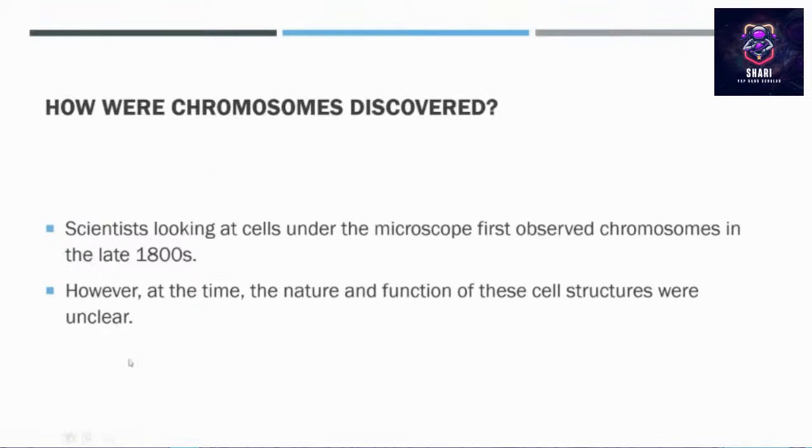All right. So scientists looking at cells under the microscope first observed chromosomes in the late 1800s. However, at that time, the nature and function of these cell structures were unclear.